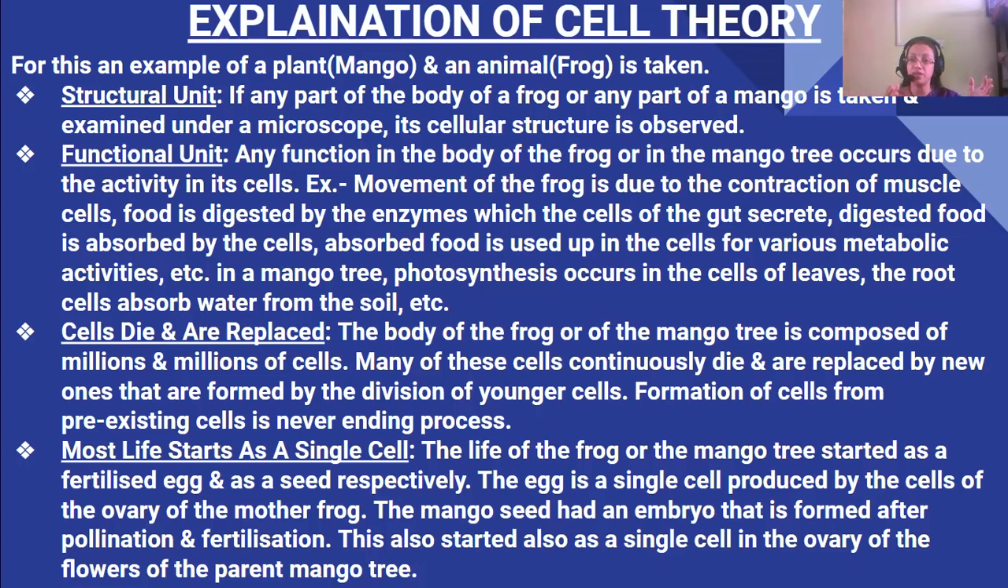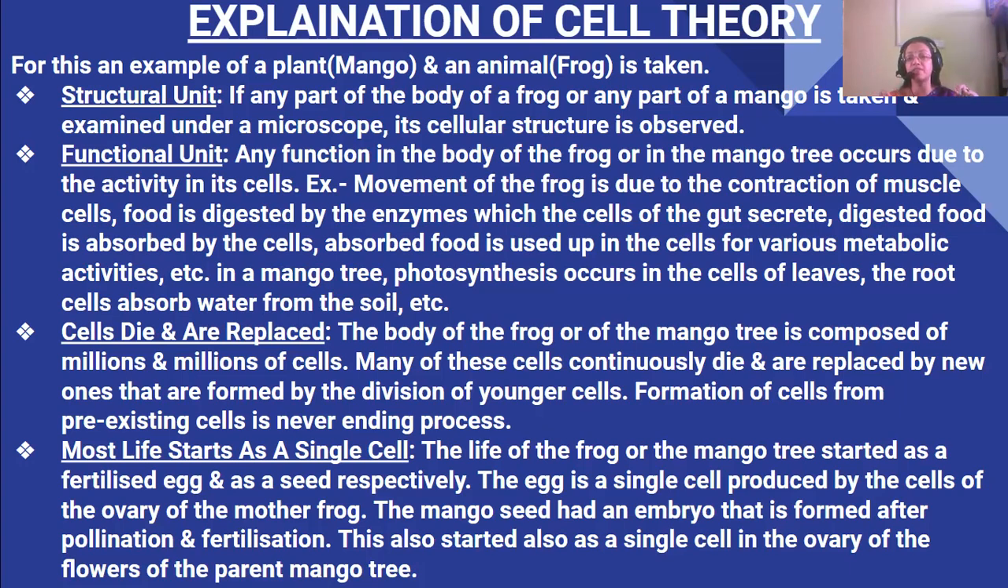So the cells which are growing, coming as replacements for the old ones, where are they coming from? They are arising from the existing cells. Now, most life starts as a single cell. The life of a frog or the mango tree started as a fertilized egg. I mean, the life of a frog arises from a fertilized egg and a mango tree arises from a seed, respectively.